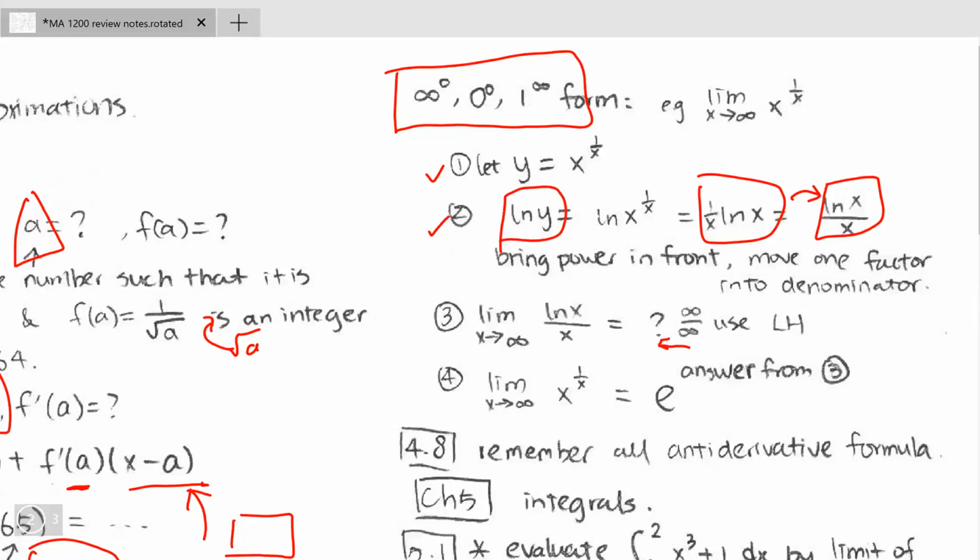The left-hand side, you always get 1 over y times y prime. And the right-hand side is going to be maybe a combination of product rule, chain rule, and quotient rule. Okay, and at the end, you want to find y prime. So y prime is just going to be your right-hand side times y. What is y? Your original function. Okay, so that's the logarithmic differentiation.